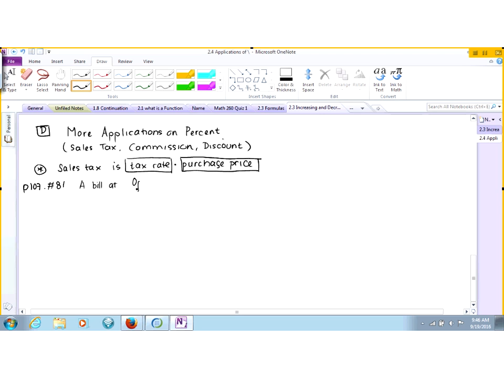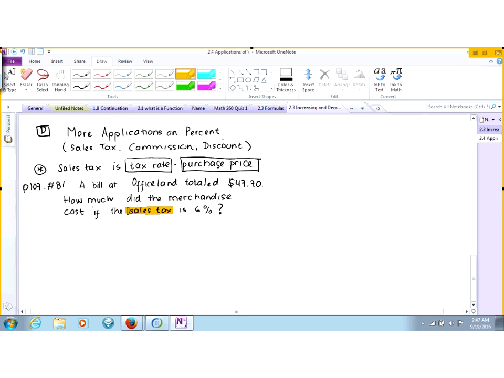So a bill at Office Land totaled $47.70. How much did the merchandise cost if the sales tax is 6%?